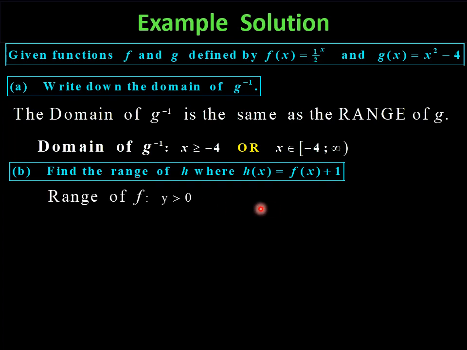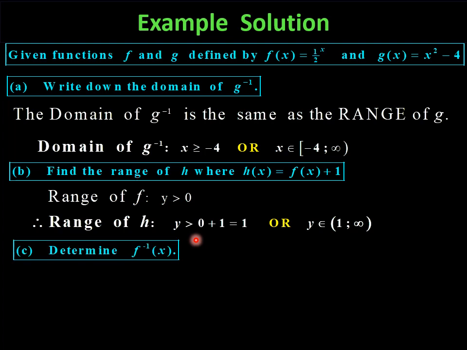So I have to take the range of f. The range of f is y greater than 0. But because I'm shifting it 1 up, the range of h will be y greater than 0 plus 1. So that becomes y greater than 1. Or we can just say y is an element of (1, infinity). So it was shifted 1 up, so the range has just been adjusted there.